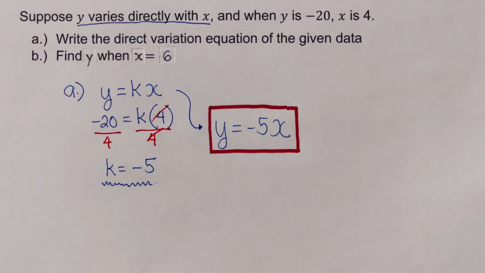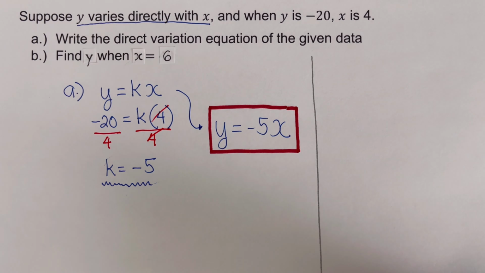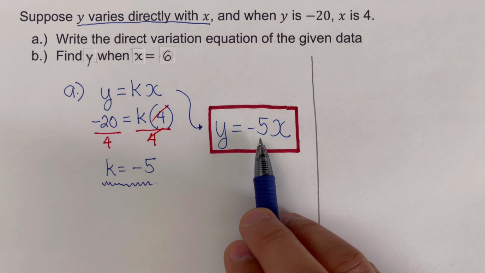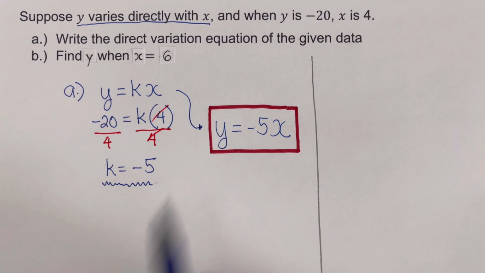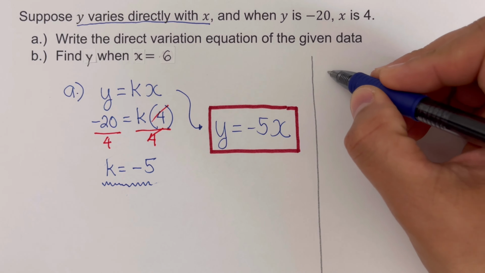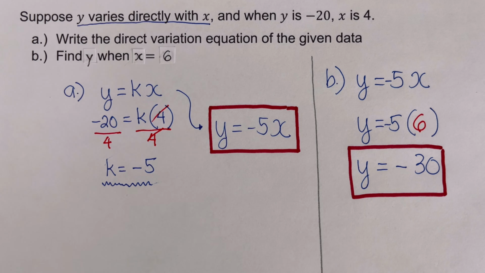Now let's go on to letter B. In letter B, we are supposed to determine the value of y when x is 6. So we're going to use this equation, y equals negative 5x, but we plug in the 6 to the x and we solve for the y. And this is how it's going to look. So our value for y is negative 30 when x is 6. Did you get the same answers as this? Good. Perfect. Now let's move on to the next example.